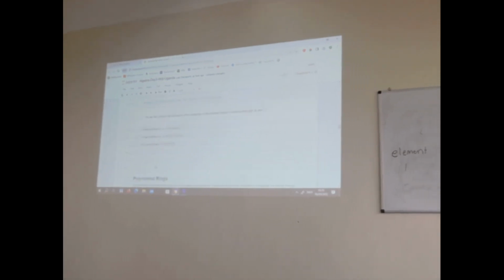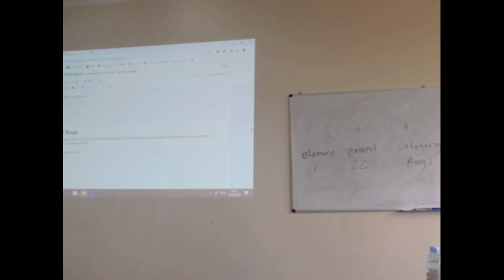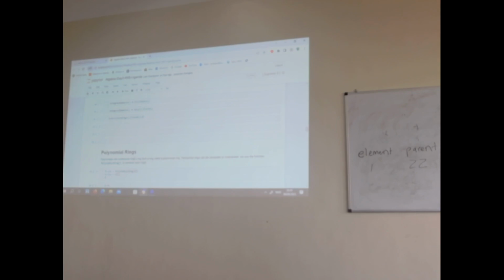So can we try the matrices before the polynomial rings? Should we start with polynomial rings or matrices? Matrices. Perfect.